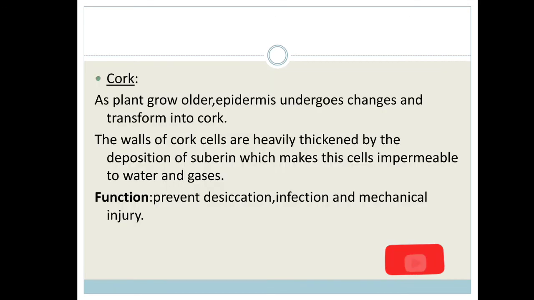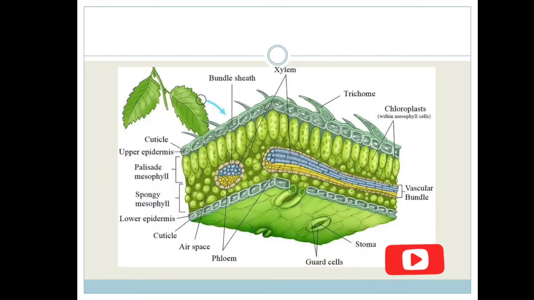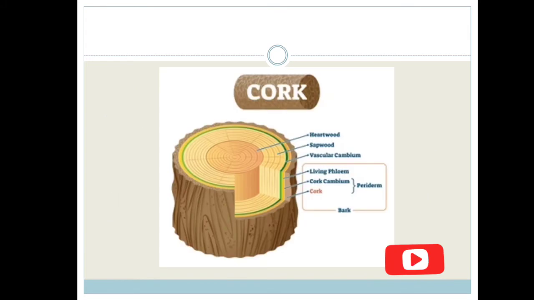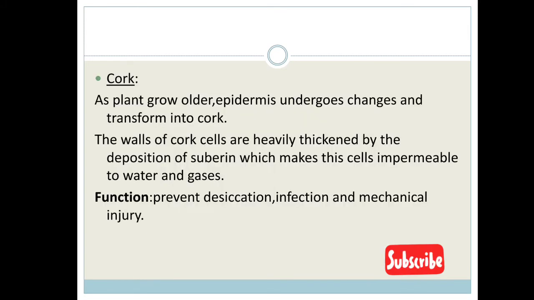Now let us know about the next kind of protective tissue, that is the cork. So what is this cork? Suppose as the plants grow older, the epidermis undergoes some changes and transforms into cork. You can see here in the picture. The walls of the cork cells are heavily thickened by the deposition of suberin, which makes these cells impermeable to water and also to gases.